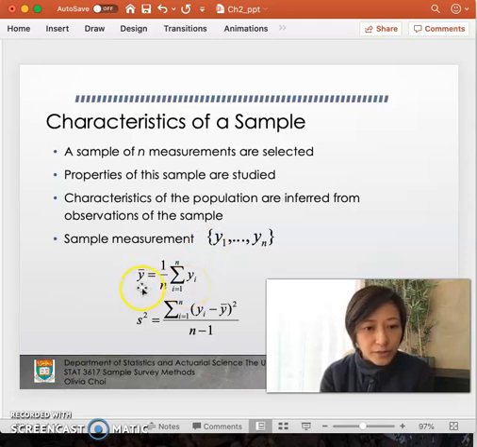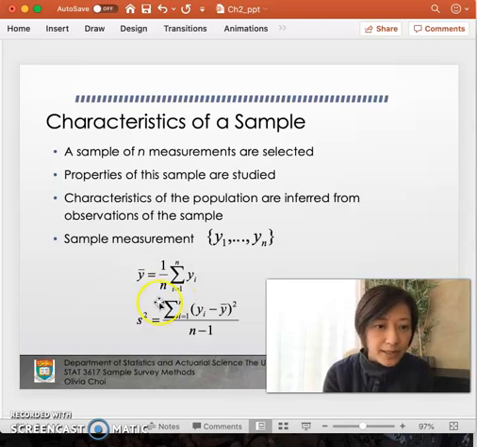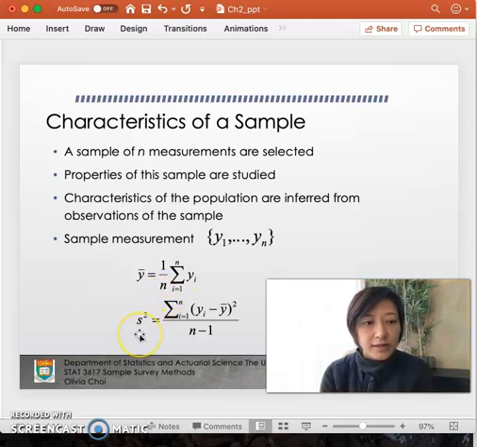For the sample mean, we usually use the notation y bar, little y bar, which equals the summation of all the values we collected from the sample divided by the sample size. The sample variance s squared equals each of the yi data we collected from the sample, subtracted by the mean, taken square, and then added up together, divided by n minus 1. So n minus 1 denotes that this is a sample variance.